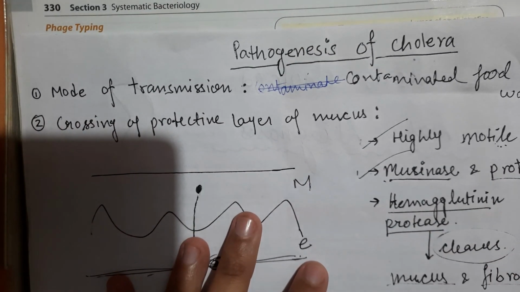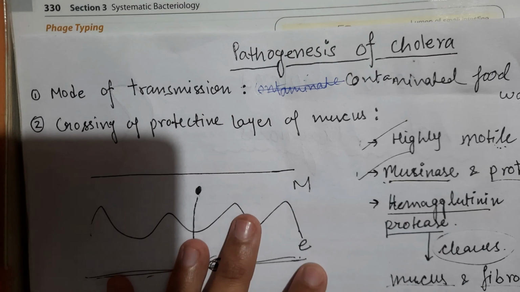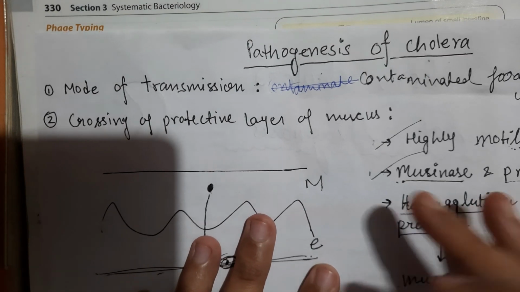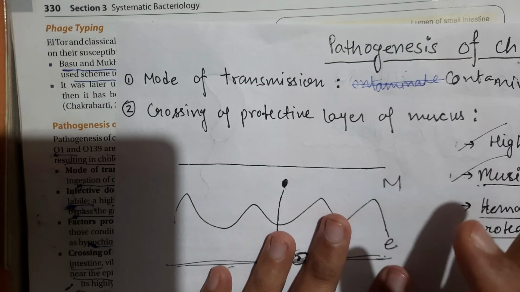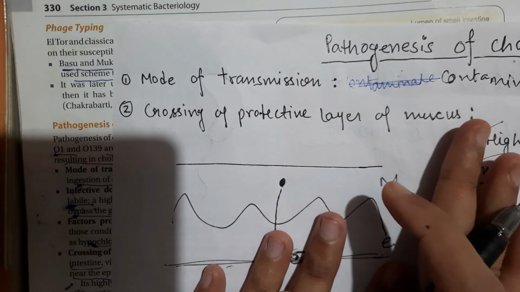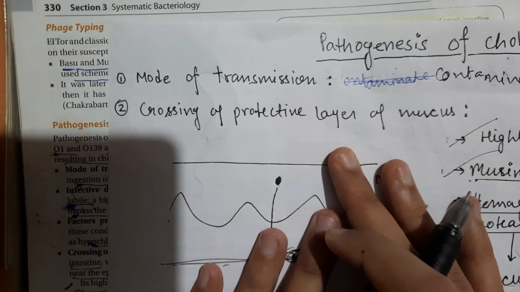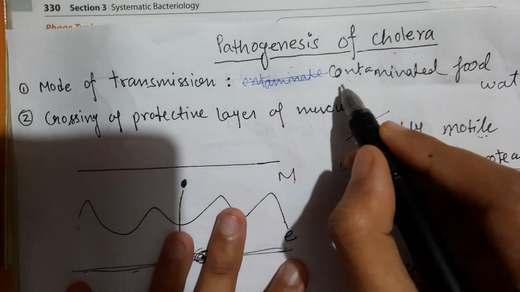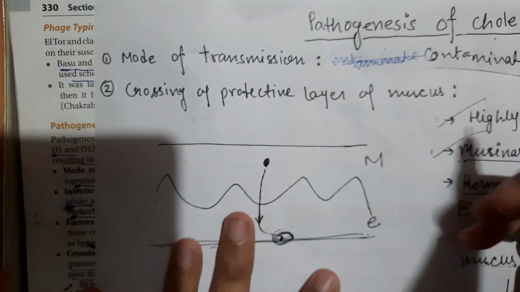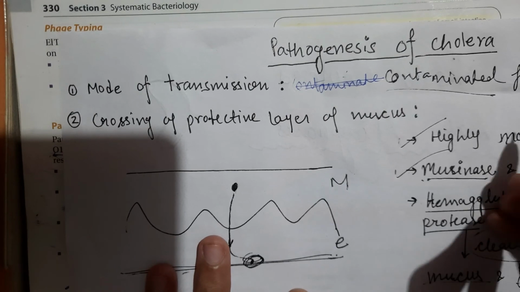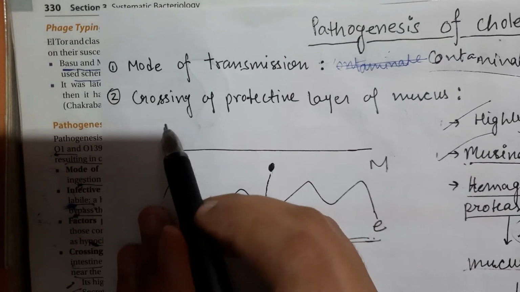This is a quick video on the pathogenesis of cholera, or Vibrio cholerae. To start with, we must know the mode of transmission: how the disease, or rather the bacteria, gets transmitted. The main mode of transmission is contaminated food and water. Once we take contaminated food and water, the bacteria enters the body. Then what does it do?